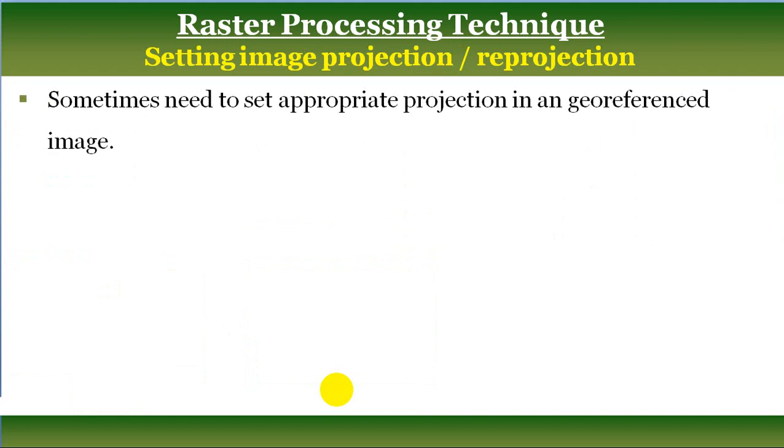Sometimes we need to set an appropriate projection in a georeferenced image. Once you perform image georeferencing, then on your georeferenced image you can set an appropriate projection. You know, in the coordinate system lecture I told you cylindrical projection, conical projection, planar projection. So as per your GIS project, you can set any such type of projection on your georeferenced image.